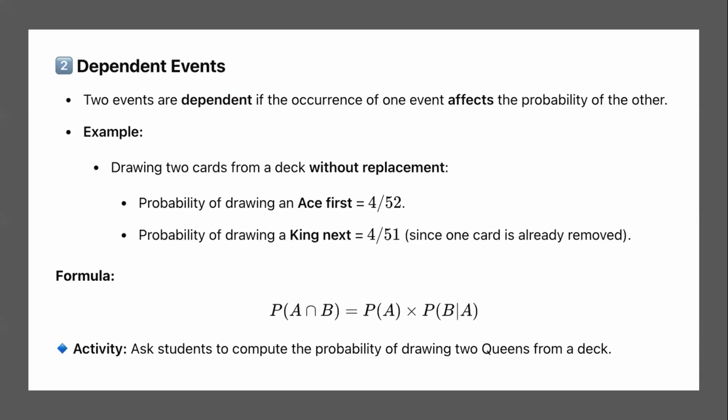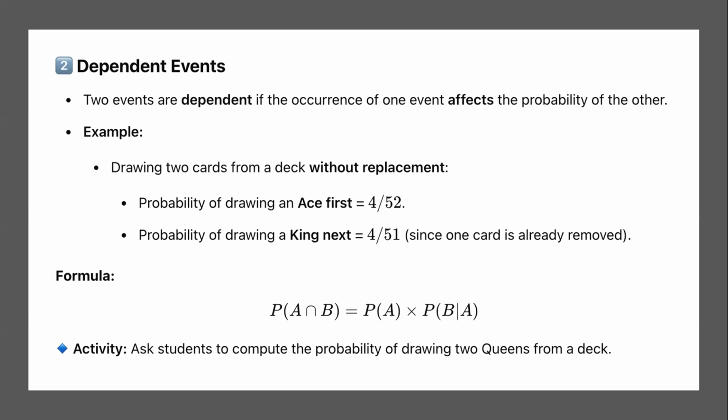Now let's move to the dependent events. Two events are dependent if the occurrence of one event affects the probability of the other. So you understood, right? What is a dependent event? If the occurrence of one event affects the probability of another. You can take the example of drawing two cards without replacement from the deck.